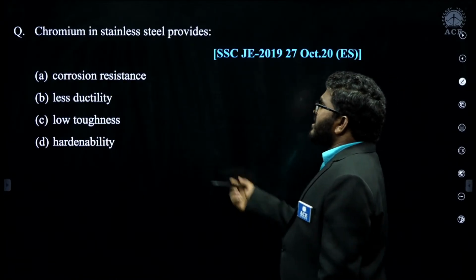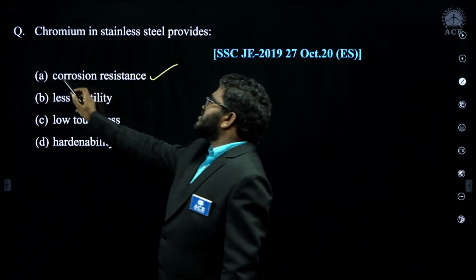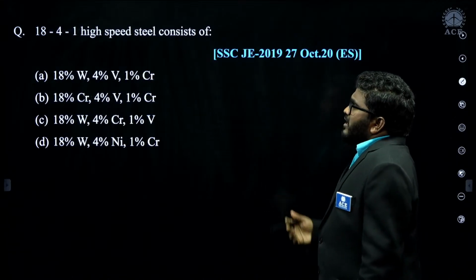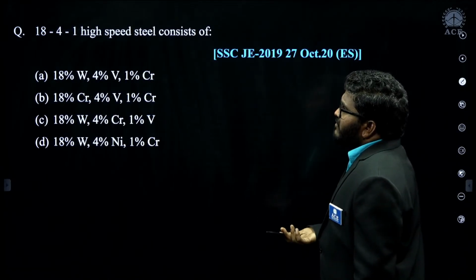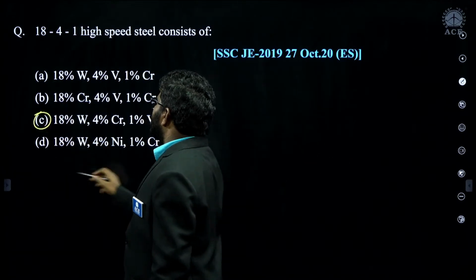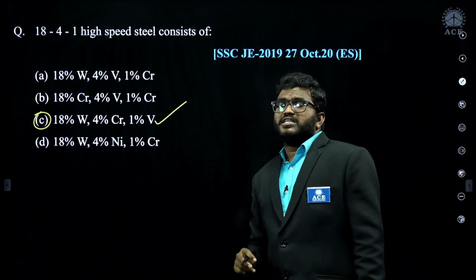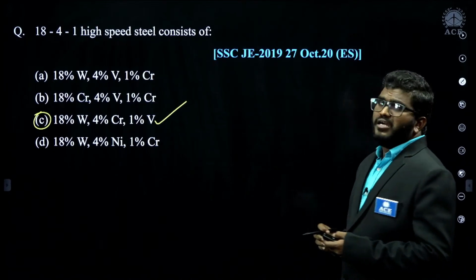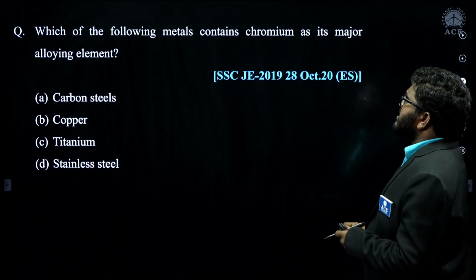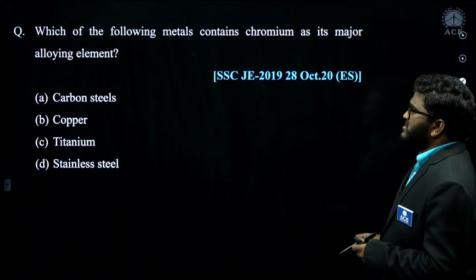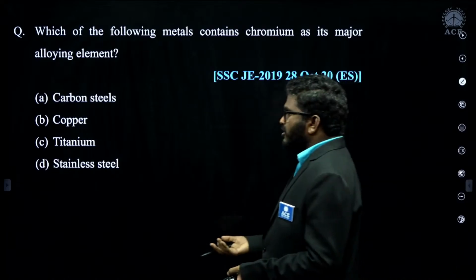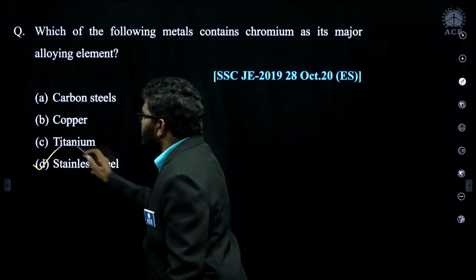Chromium in stainless steel increases the corrosion resistance. Simple, repeated questions here. 18-4-1 high speed steel: 18% tungsten, 4% chromium and 1% vanadium. C is the correct answer. Which of the following metals contain chromium as its major alloying element? That is nothing but stainless steel. D is the correct option.